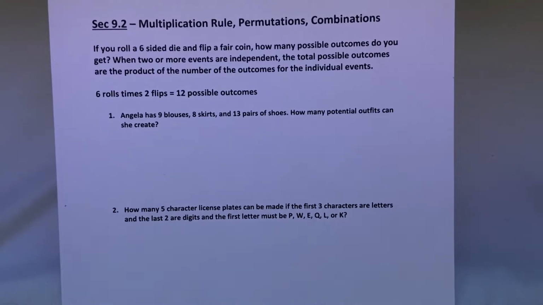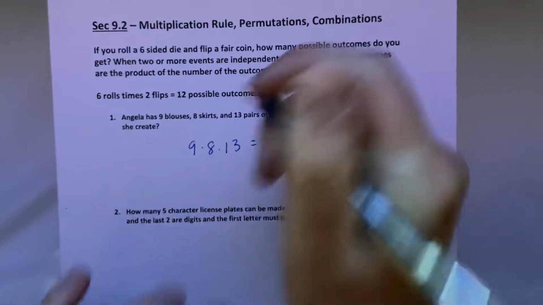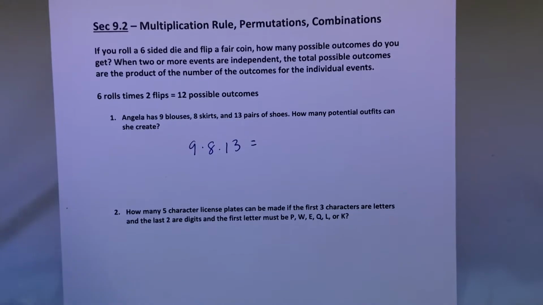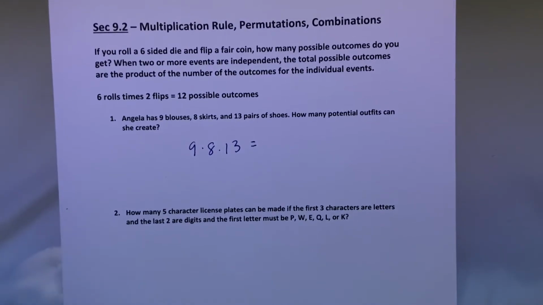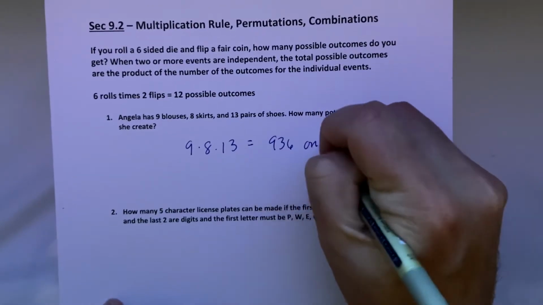Angela has 9 blouses, 8 skirts, and 13 pairs of shoes. How many potential outfits can she create? Well, you just multiply all the possibilities together, and that's it. So you have 9 times 8 times 13, which is 936 outfits.